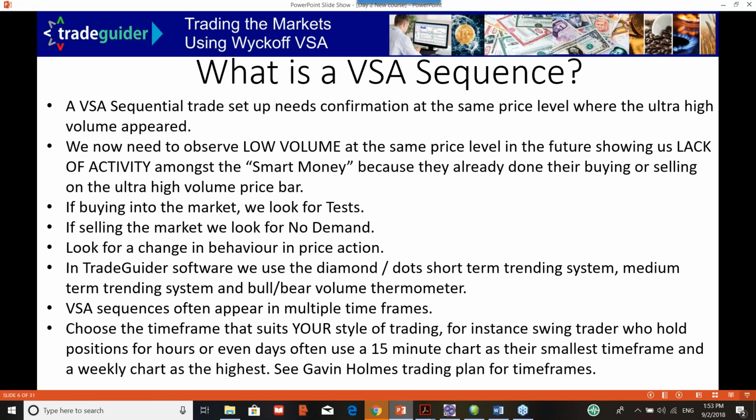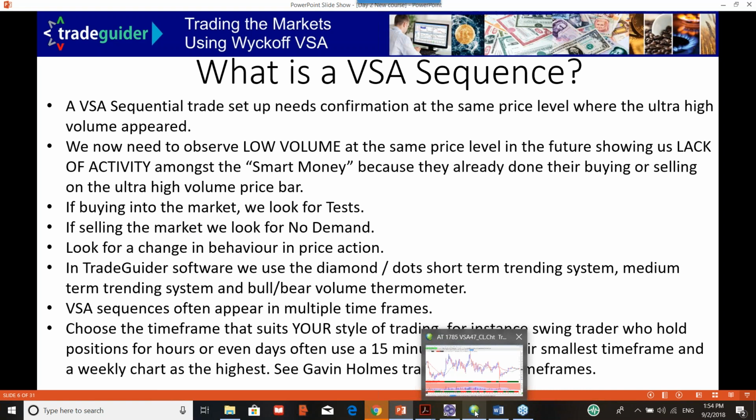Remember, buying happens on down bars and selling happens on up bars. If they're buying into the market, and I'll give you an example of this in a minute, we're going to start looking for testing of that level. If they're selling the market, we look for no demand. And it's this point I want to talk about, this point here, buying.